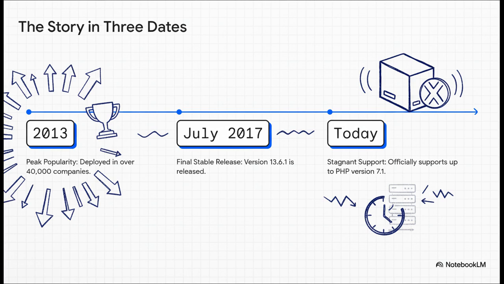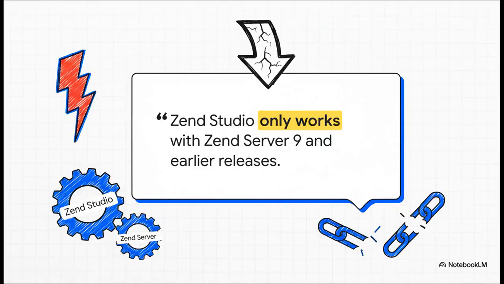This timeline really tells the whole story, doesn't it? In 2013, it's at its absolute peak. Just 4 years later, July 2017, it gets its final stable release. And today, it's officially stuck in the past, only supporting a version of PHP that's been obsolete for years. I mean, this quote from Zend's own website says it all. The IDE's greatest strength, that deep, seamless integration with Zend Server, ended up becoming its greatest weakness. It's just not compatible with modern versions of its own ecosystem anymore. That magic connection was severed.